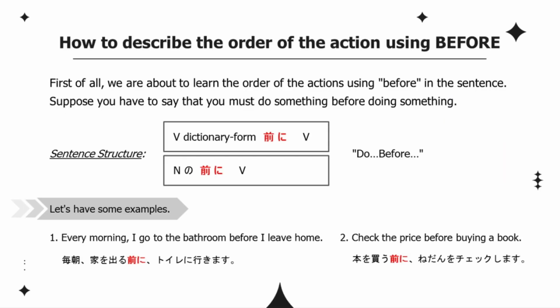1. How to describe the order of the action using before. First of all, we are about to learn the order of the actions using before in the sentence. Suppose you have to say that you must do something before doing something. Formation: verb dictionary form or noun plus mae ni. It means before doing, do.